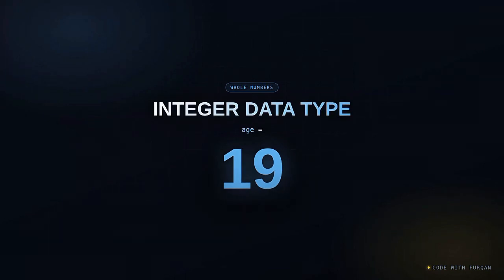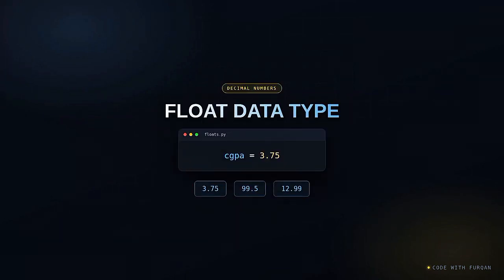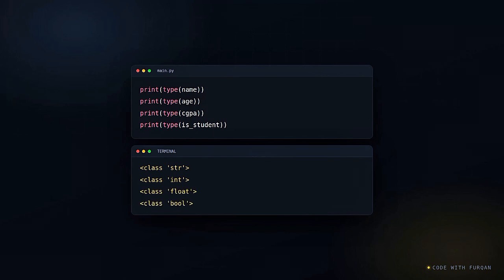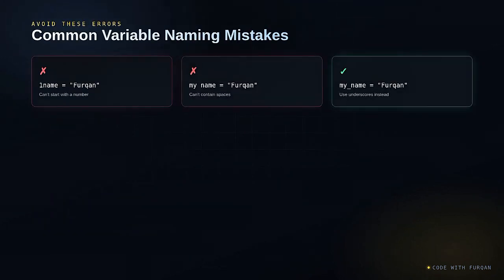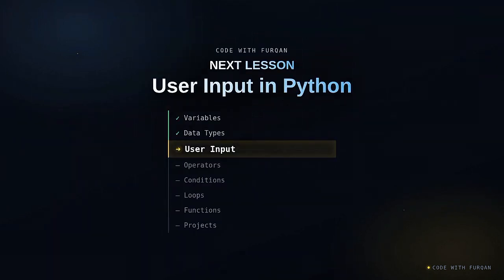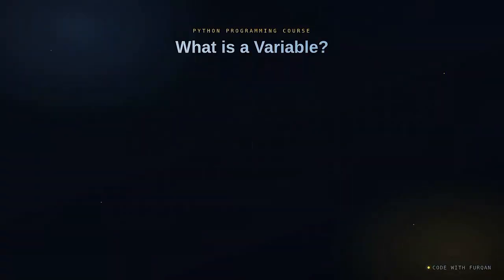Variables allow us to store and manage data inside our programs. Along with variables, we also need to understand data types. Different kinds of information are stored in different formats. Text, numbers, decimal values, and true or false values all have their own data types. By the end of this lesson, you will understand how Python stores information and how to work with the most common data types. So let's get started.